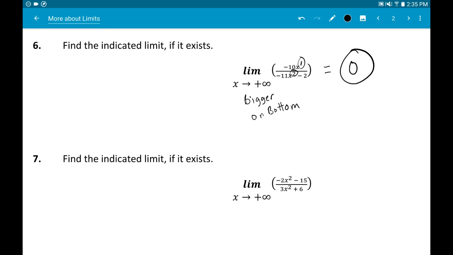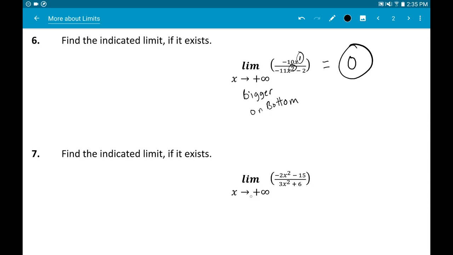Here, number 7, again, definitely a limit at infinity. X is going to positive infinity here. Look at your big exponents. Let's not even read the whole function here. You've got an x squared on top, you've got an x squared on bottom. So you have a tie. So I'm going to call this exponents equal.